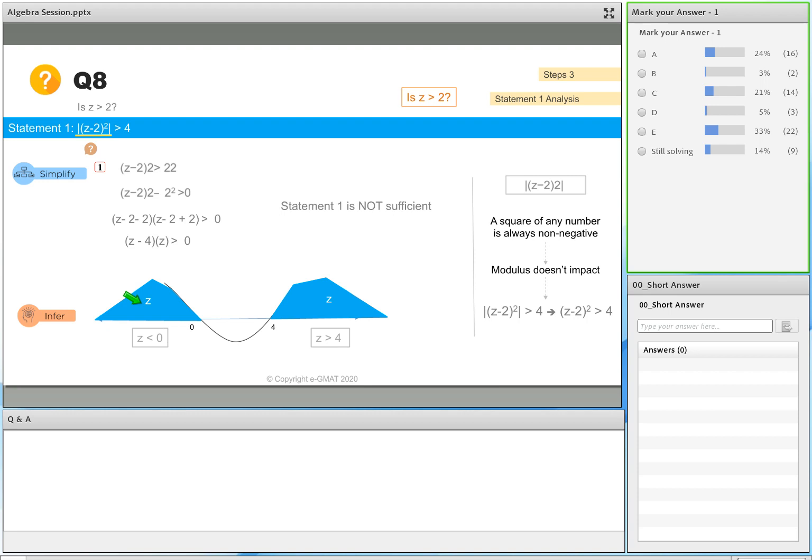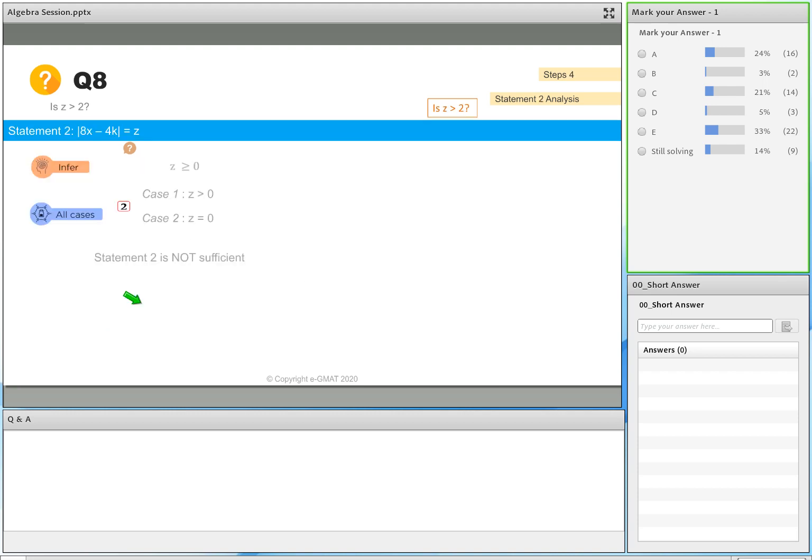So the first statement is insufficient. Statement 2: 8x minus 4k, absolute value of that is z. Too many unknowns. I have 3 unknowns in one single equation. But my question is really, is z greater than 2? And what I should focus on is that z is the absolute value of something. I don't know what, but being an absolute value, I can definitely be sure it's greater than or equal to 0. So there are two cases.